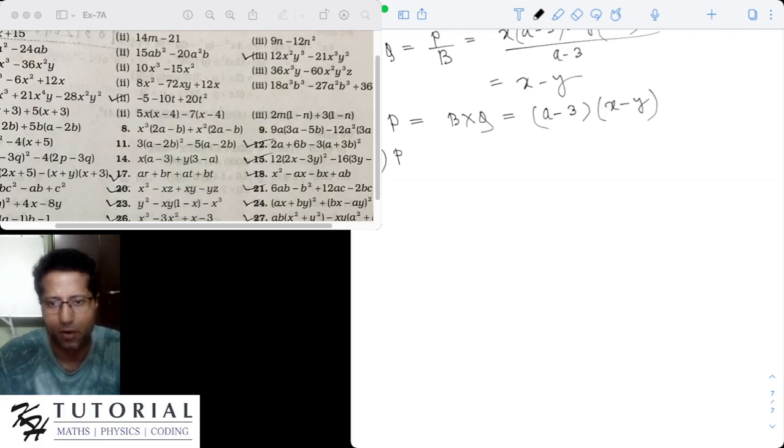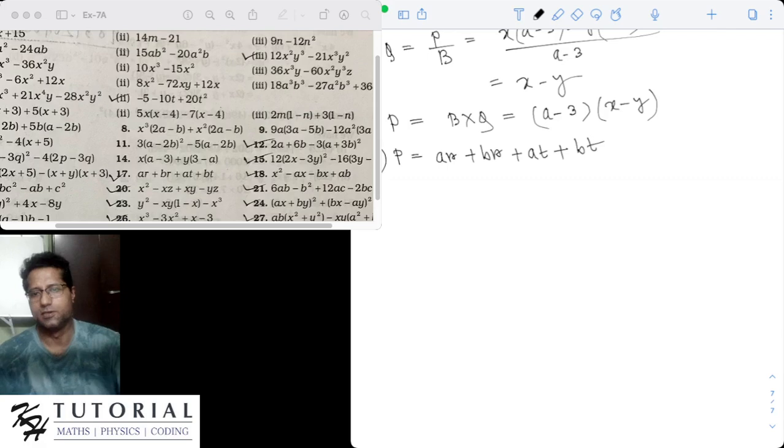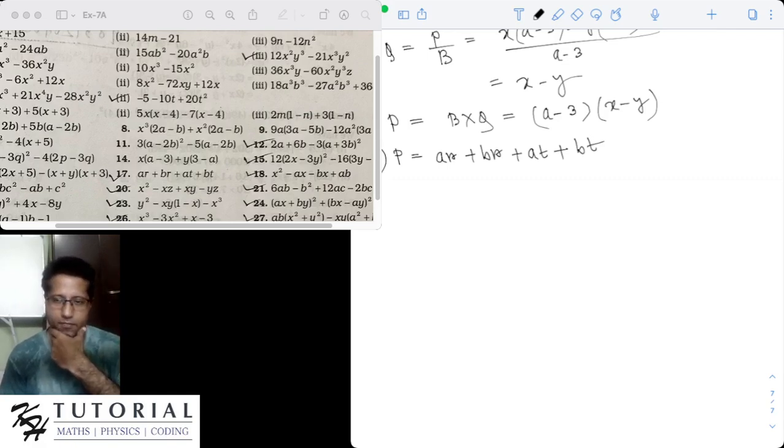Problem number 17, the polynomial P is given as AR plus BR plus AT plus BT. Now clearly you can see that we do not find any common factor of all the terms of this polynomial P, and we also cannot immediately see any common factor which is a binomial. So we can try to use the method of grouping.